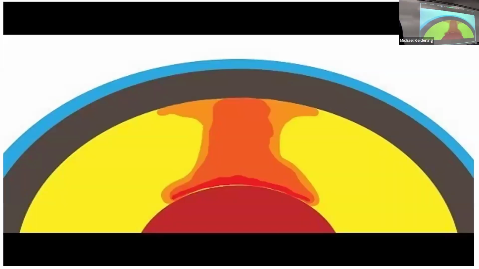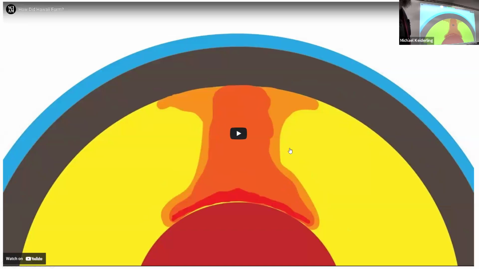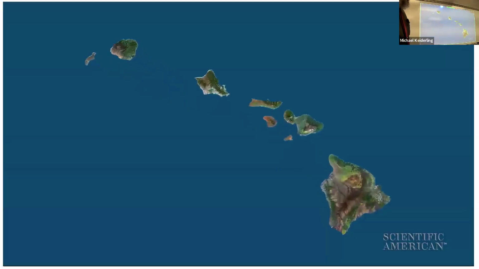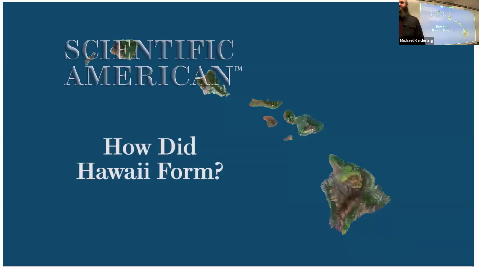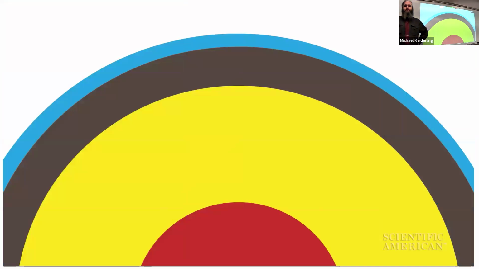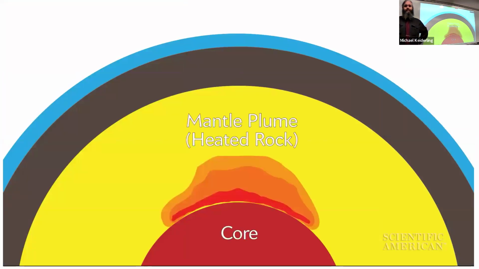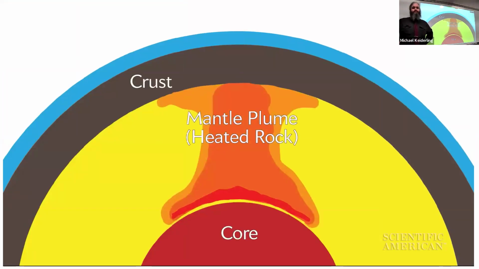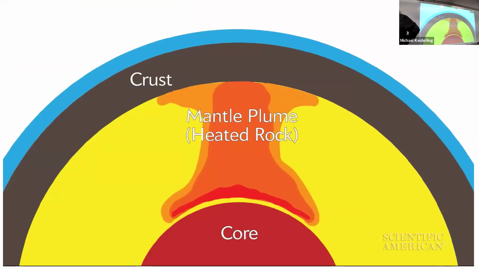So here is a short video about how hotspots make structures like Hawaii. So this is about how Hawaii formed. Hawaii sits in the middle of the Pacific Ocean and nowhere near the edge of a tectonic plate where volcanoes are usually found. So how did the island chain form with all of its volcanoes? The island chain is located over a hotspot fueled by a mantle plume of heated rock. Solid rock at the bottom of the Earth's mantle is heated by the planet's core. That hot rock slowly rises and pushes up the crust, forming a bulge.